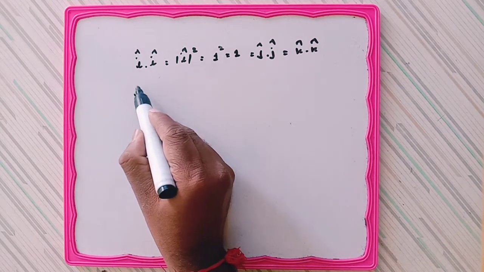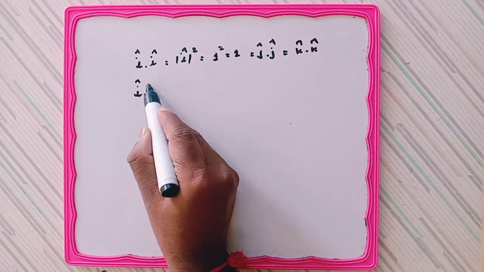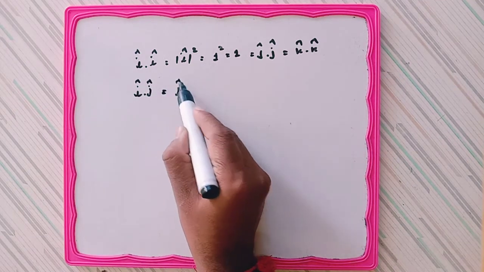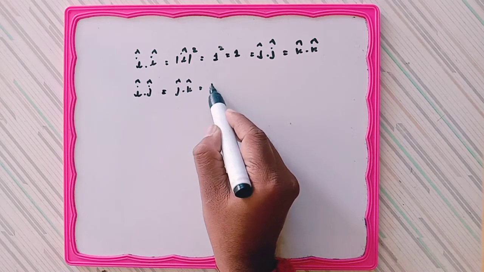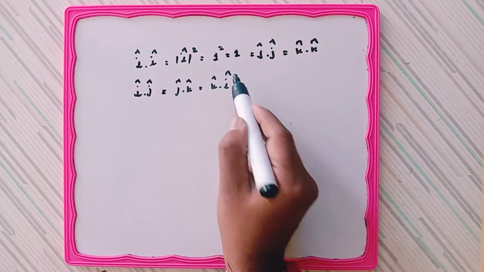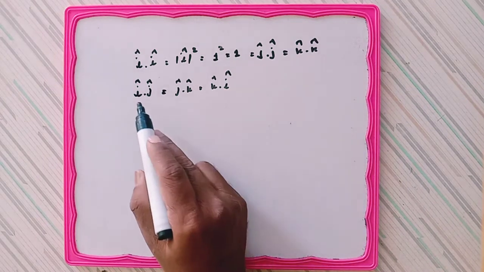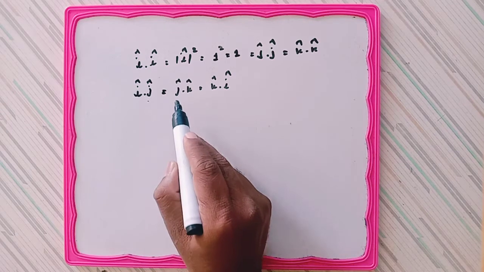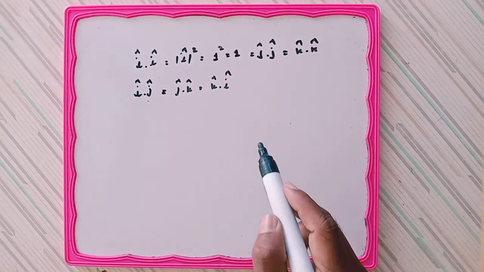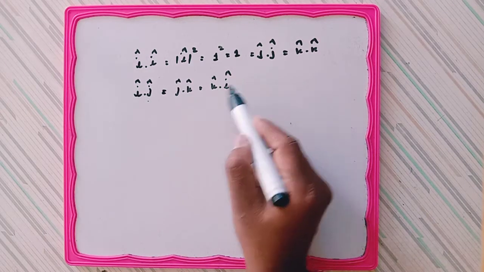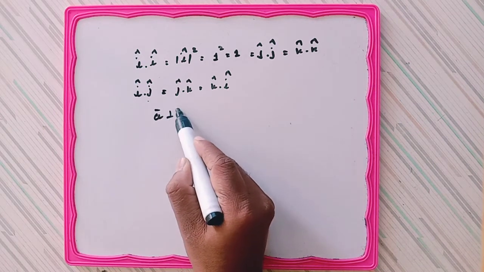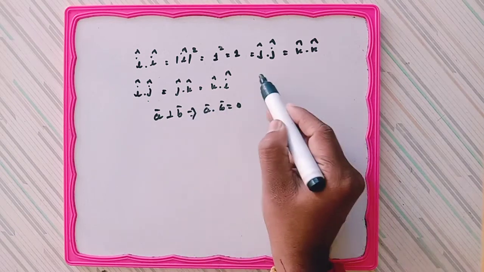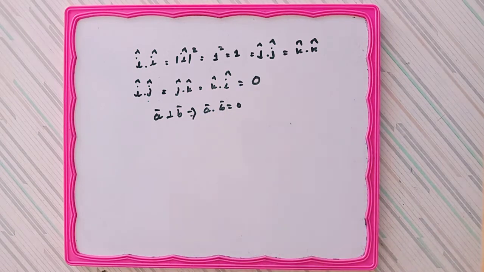Also we know that I caret and j caret are perpendicular to each other as axes are perpendicular. J caret and k caret are perpendicular to each other, and k caret and I caret are perpendicular to each other. So I caret dot j caret, j caret dot k caret, or k caret dot I caret we take. They are perpendicular to each other, and we have studied that if A bar is perpendicular to B bar, then A bar dot B bar equals 0. So here these three products will be 0.